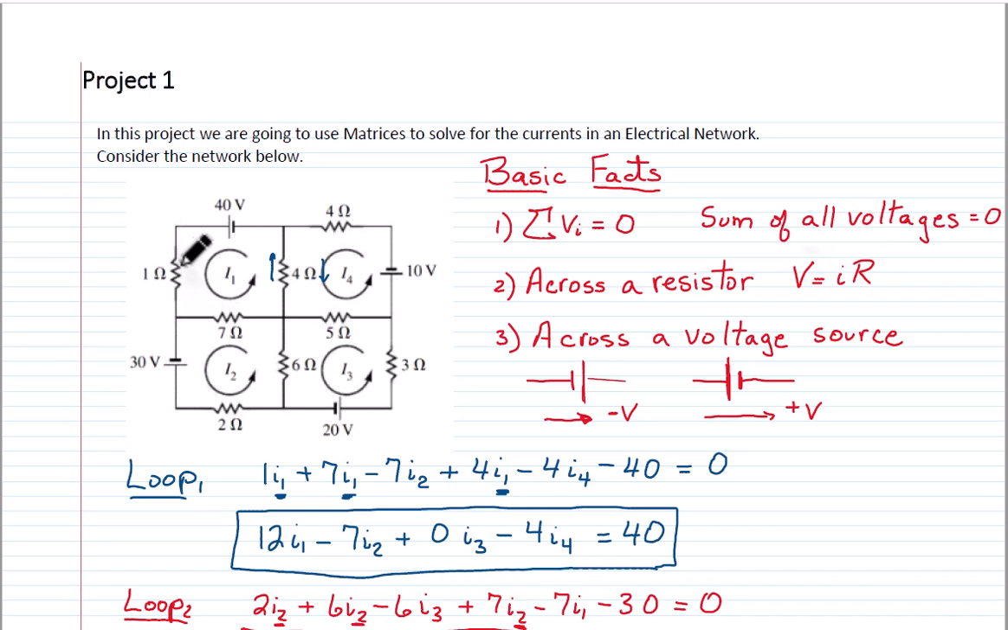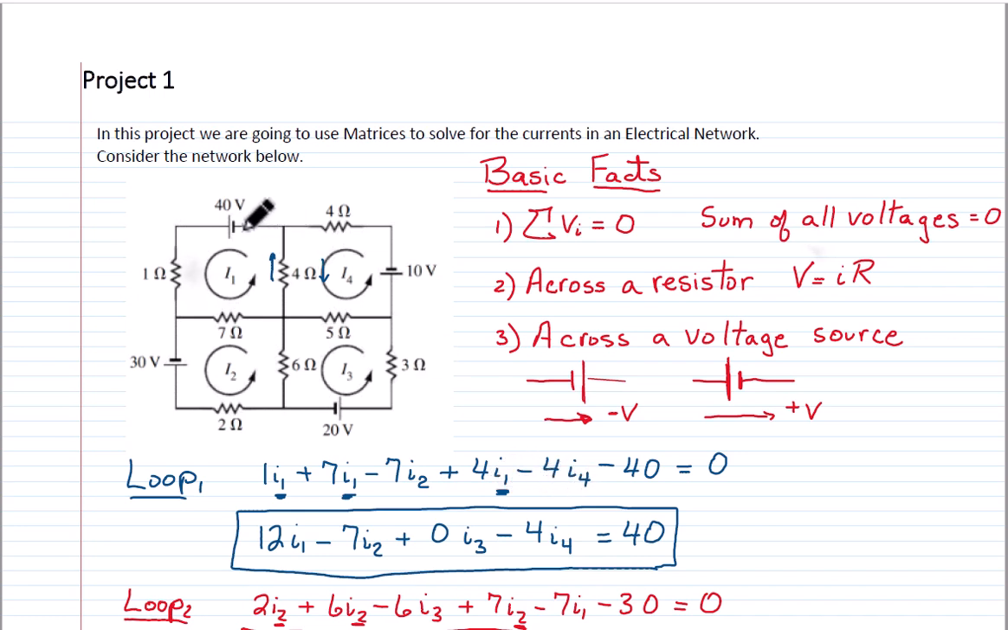If I come through resistor 1 ohm here, that's 1I1. I come this way across the 7, so plus 7I1. But notice I1 is going this way, I2 is going in the opposite direction. So that's minus 7I2. I'm coming up this way, 4I1. I4 is in the opposite way, so a minus 4I4.